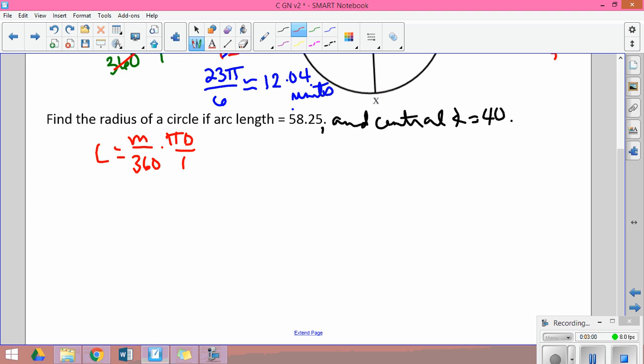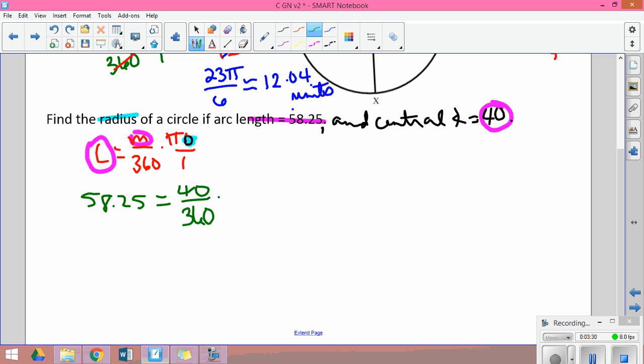So what do I know? I know the arc length. I know the measure of the angle. I want radius, just kind of wrapped up here in diameter. So we will solve for the diameter. We'll cut it in half at the end to get the radius. So let's put in what we know. So length is 58.25, and that's going to be equal to 40 over 360 times pi d over 1.